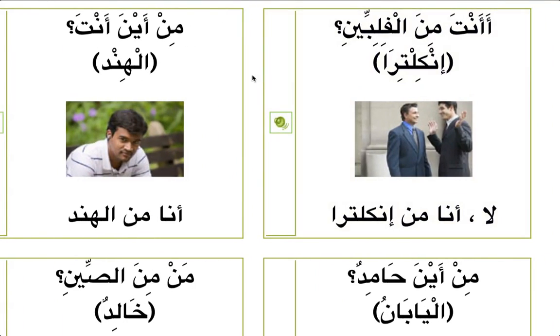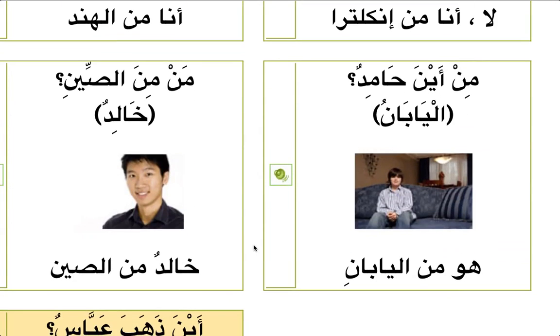And let's do some question and answers so that we finish this chapter and we can go on to the next section. Anta minal Philippines. Are you from Philippines? Here we got the answer here, it is Inkaltara. Inkaltara means England. And say La Ana min Inkaltara. No, I am from Inkaltara. Min aina anta. Min means from. Aina means where. Anta means you. From where are you? The answer is here al-Hind. Say Ana min al-Hind. I am from Hind, India.